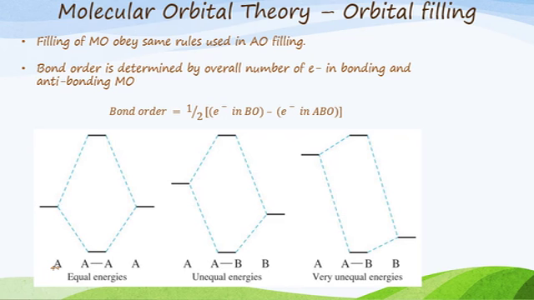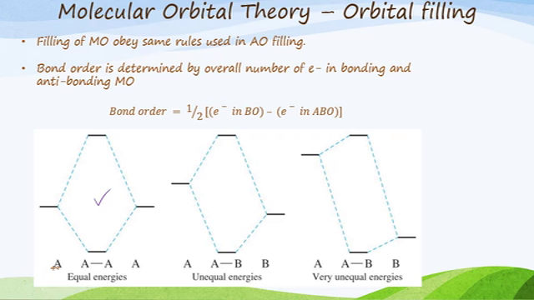Now, at the bottom left here, this diagram is for a homonuclear diatomic. Okay, so that means both atoms are the same. So for example, hydrogen. And when we form the molecule, they are of equal energies. So therefore, we draw the orbitals on the same energy level.